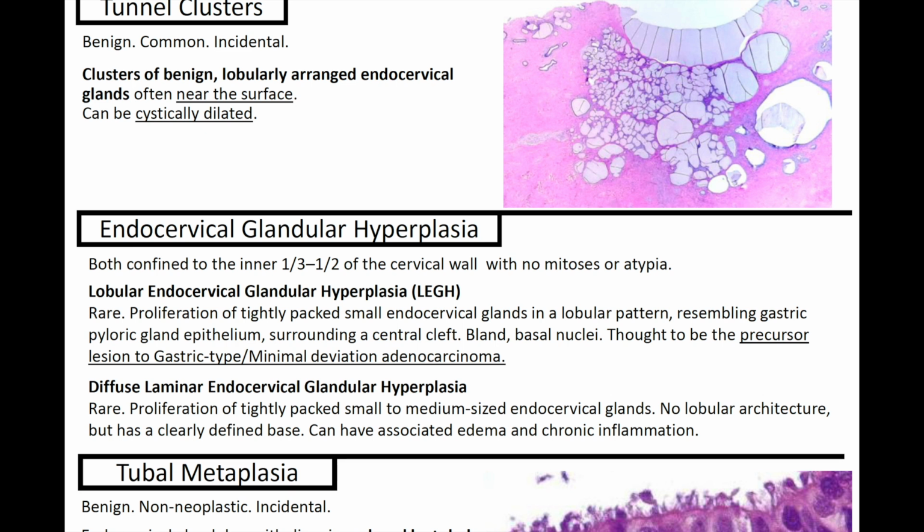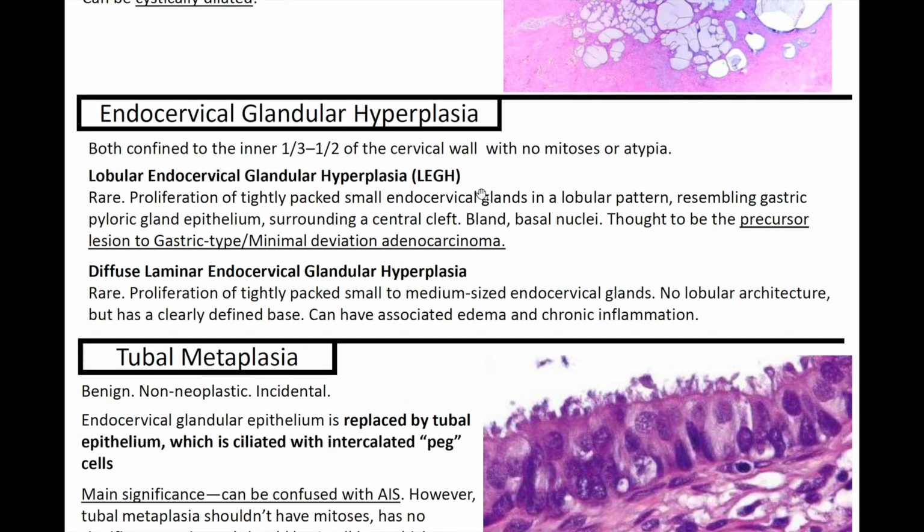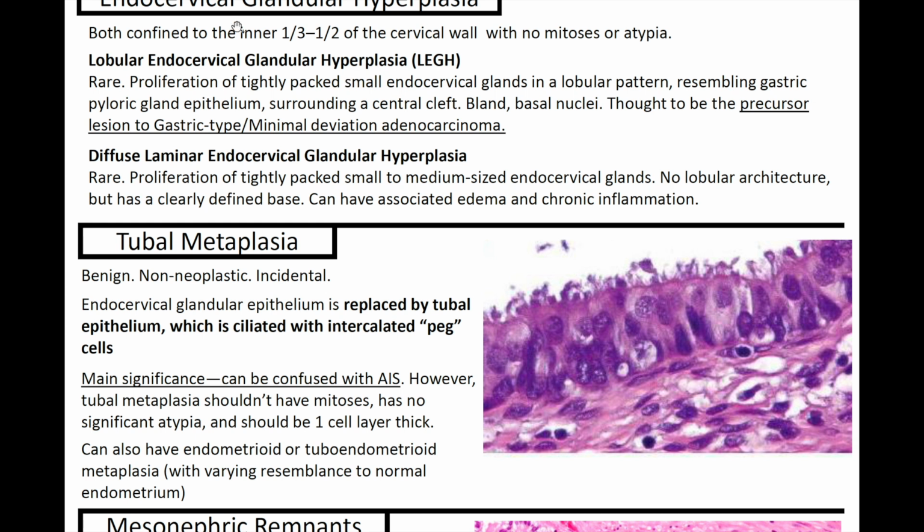Some more benign entities, we have tunnel clusters. So these are benign, common, and found incidentally. And you'll have these clusters of benign, lobular, arranged endocervical glands, often near the surface, that can be cystically dilated. You can also have endocervical glandular hyperplasia, which is confined to the inner 1/3 to 1/2 of the cervical wall, with no mitoses or atypia.